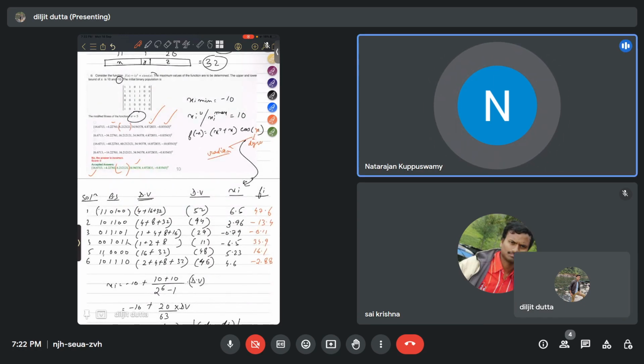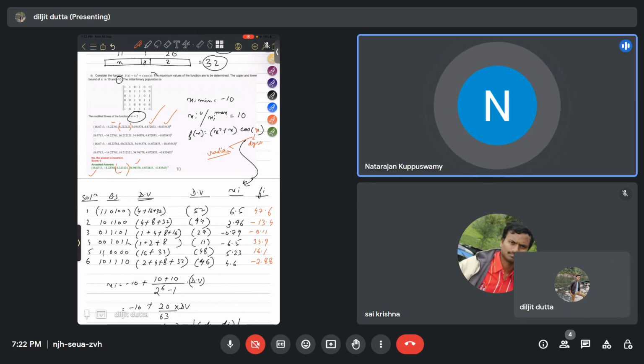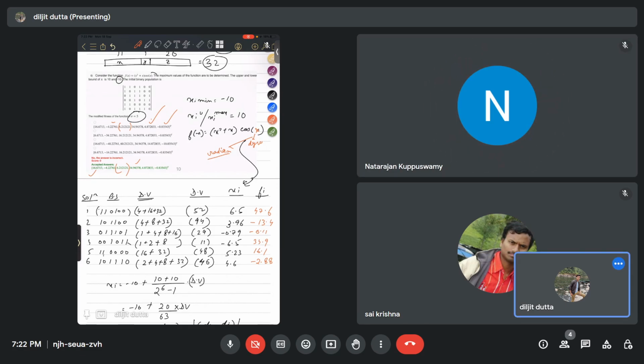We have to consider radians, sir. What? I didn't understand. No, the X value we have to consider in radians, not in degrees. Yeah, radians. We have to consider radians only.